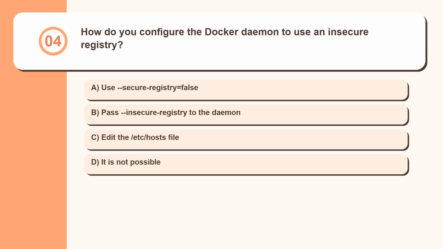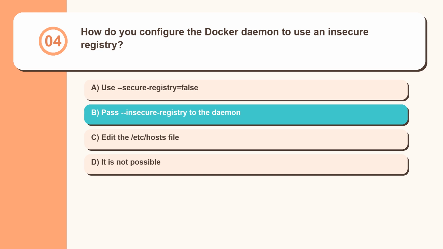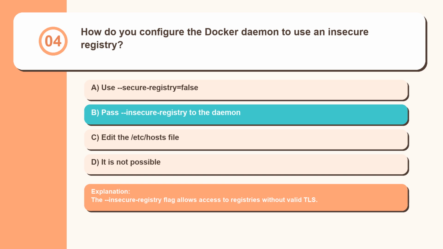Question 4. How do you configure the Docker daemon to use an insecure registry? Use secure-registry equals false. Pass insecure-registry to the daemon. Edit the /etc/hosts file. It is not possible. The insecure-registry flag allows access to registries without valid TLS.